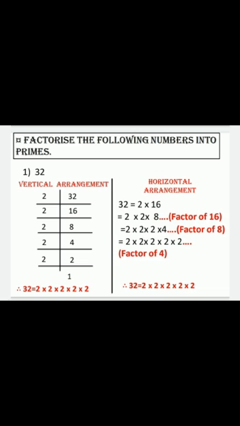In horizontal arrangement, 2 into 16. Then you will find the factors of 16, that is 2 into 8. So you will write 2 into 2 into 8. Then the factors of 8 is 2 into 4. So you will write 2 into 2 into 2 into 4. And then factors of 4 is 2 into 2. So you will write 2 into 2 into 2 into 2 into 2. So the prime factors of 32 is 2 into 2 into 2 into 2 into 2.